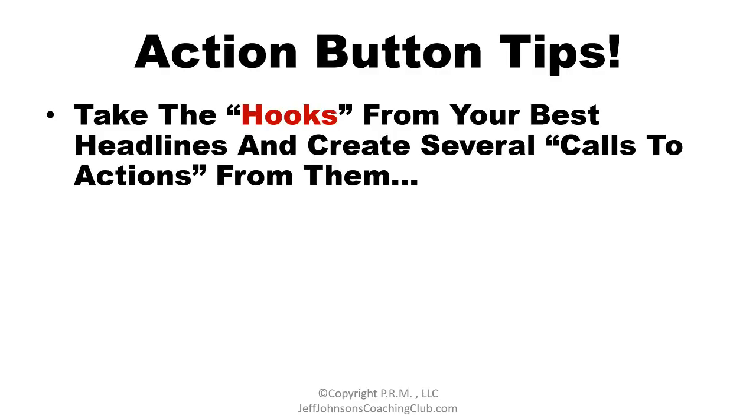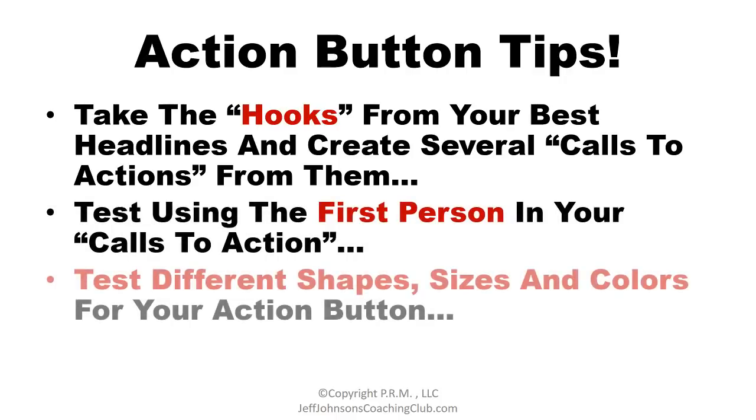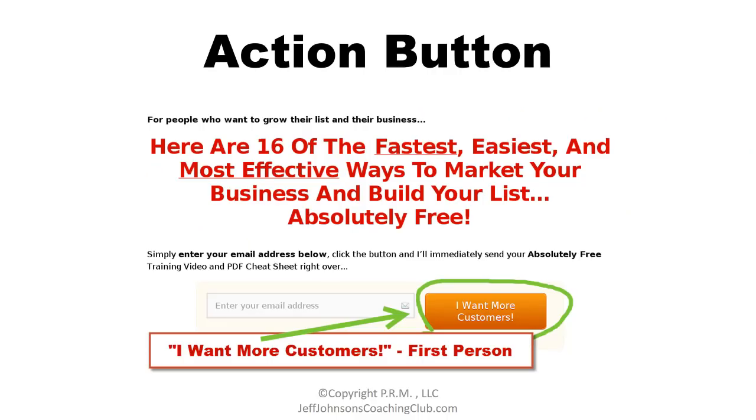Here's some action button tips for you. Take the hooks from your best headlines and create several calls to action from them. Test using the first person in your calls to action. I'll show you an example in a second. And you want to test different shapes, sizes, and colors for the action button itself. And you want to use colors that really stand out on the page. So use a color that's bright, that's bold, and preferably is a color that you don't use anywhere else on the page itself. So in this example, my action button is a bright orange color. It stands out on the page, and orange is not used anywhere else on this entire page.